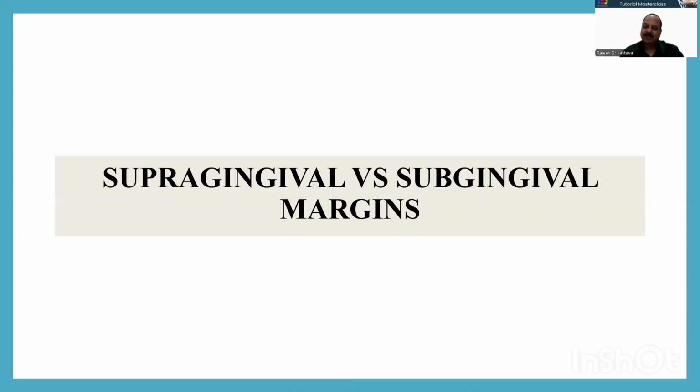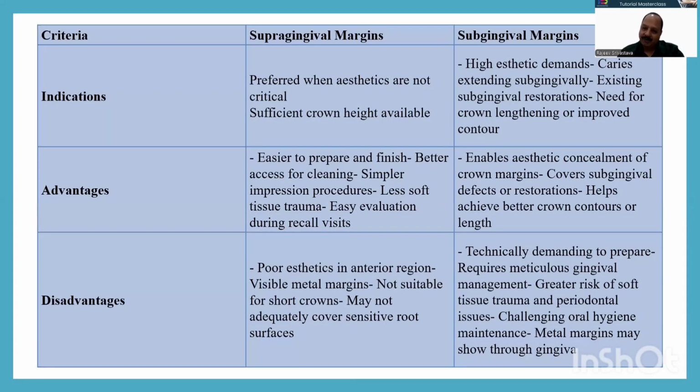Then supragingival versus subgingival finish line, it can prevent failure. This is especially indicated, which is why I have put this chart here, where your fixed partial denture has failed and you are replacing it again. So special emphasis should be given to where the supragingival margin is indicated, where the subgingival margin is indicated, and what the advantages and disadvantages are. So this is required when you are replacing the fixed partial denture for the second time.